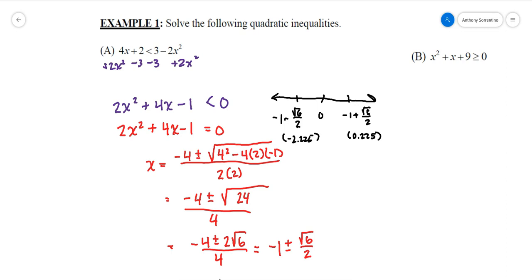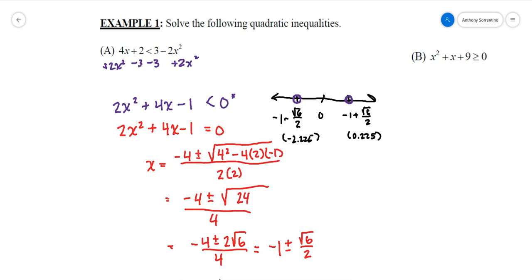I want to keep note of that because I want to know what numbers to be using. What I want to do now is pick some numbers from the three regions I have, because right now I have this in an open dot here, and remember, this value is going to make the left-hand side of this inequality equal 0. I don't want it to equal 0. I want it to be less than 0. Same thing here. Open dot.